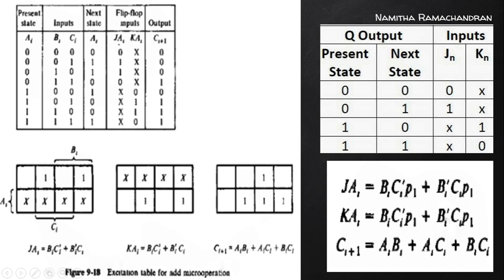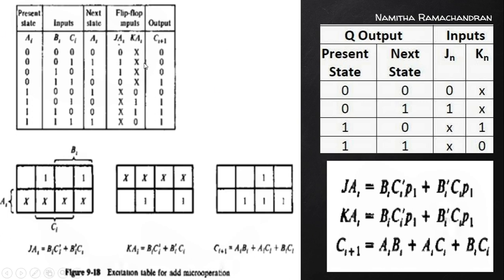So based on this excitation table, now we can decide the J and K input values. If the present state is 0 and the next state is 0, for this particular combination the J and K input may be 0 and don't care. Don't care means 0 or 1. Whatever it may be, it doesn't affect the transition from present state to next state, right? Next, present state is 0, next state is 1, then the J and K input must be 1 and don't care.